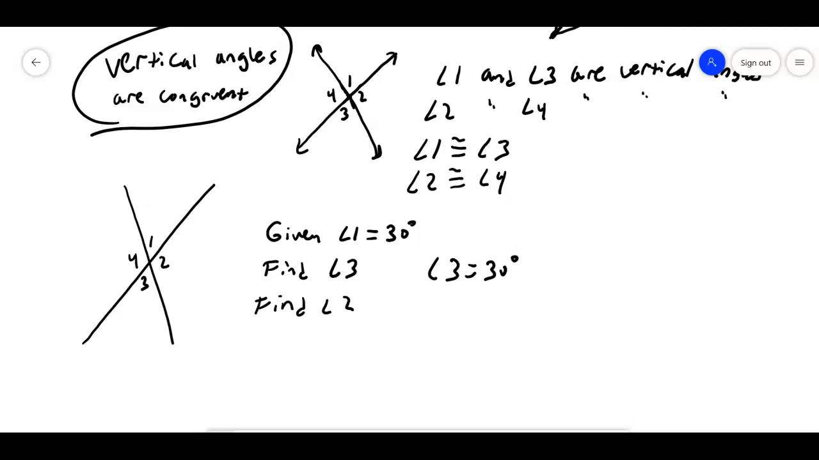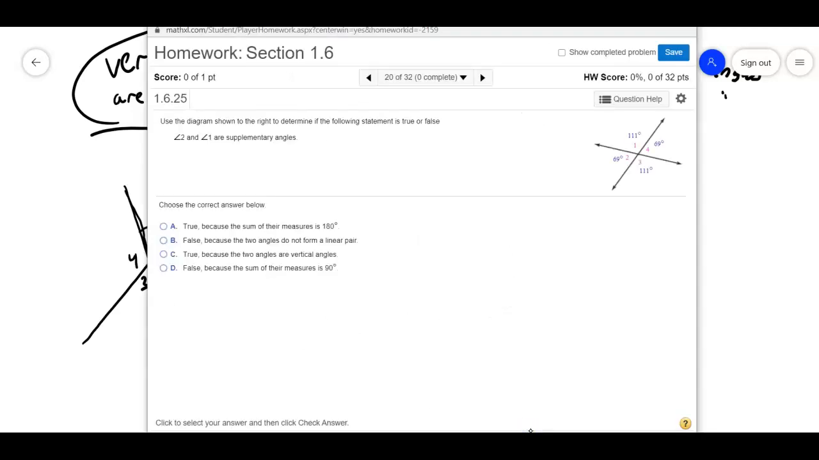Well, if you look at 1 and 2, they're creating this straight line here. They're supplementary. And so angle 2, what I could do is I could go 180 minus 30 is 150. Right? Because angle 1 and angle 2 have to add up to 180. And then once I know 2, I would know angle 4 is the same. Because it's vertical, it's right across. Okay, so these are some of the things you're going to see in this section. Let me jump to the homework for a second and see.